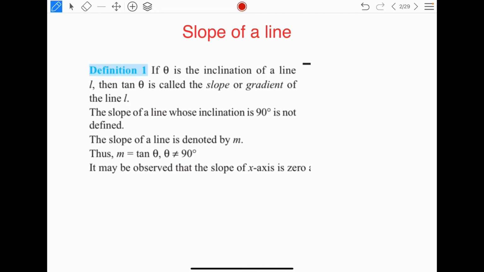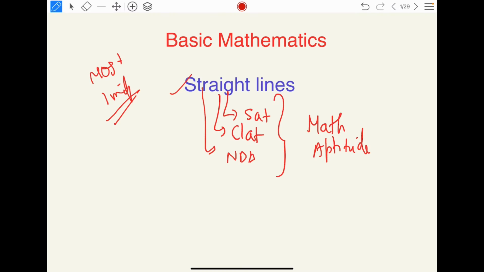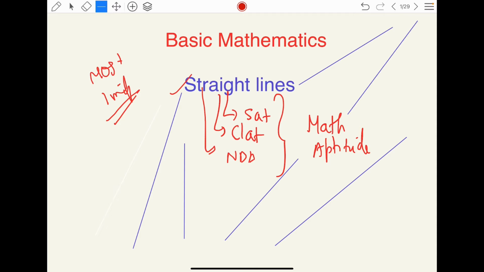Before we move to the slope of the line, that's the first concept. Whenever we talk about a straight line, we get this kind of a figure in mind. You can see this figure. These are all straight lines, different directions, different types of straight lines. What is a straight line?